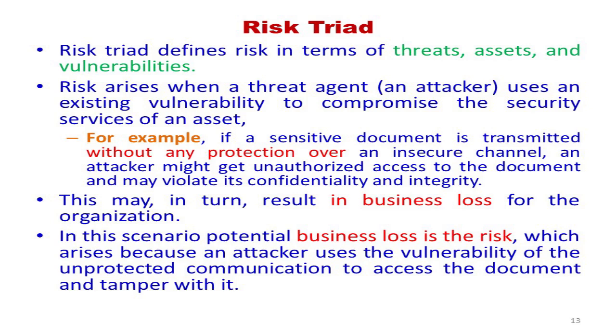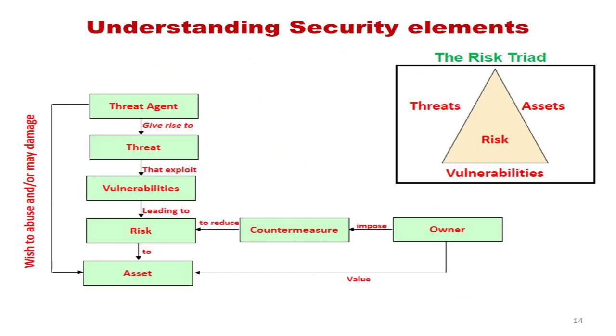In this scenario, potential business loss is the risk, which arises because an attacker uses the vulnerability of the unprotected communication to access the document and tamper with it. When you come to the elements, we have threat agent, threat, vulnerabilities, risk, asset, countermeasure, owner. Now these are linked with various activities and a diagrammatic representation has been given. When we go for the risk triad, we have three aspects, that is threat, assets, and vulnerabilities. So combining all these elements and the activities that we come across, we have a diagrammatic representation to go with.